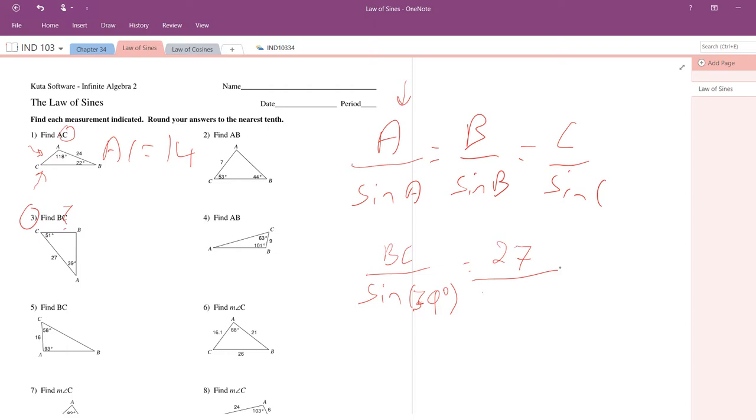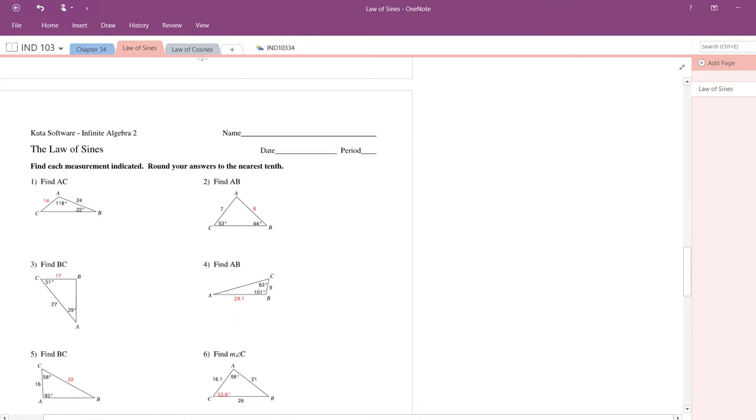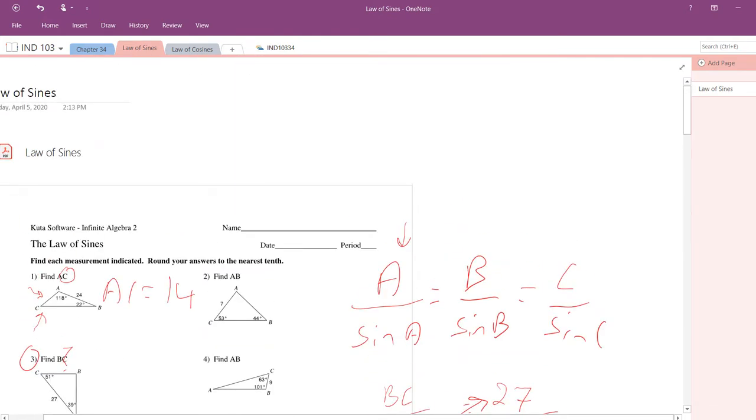Hold on, 39 and 51, that is 90. So the sine of 90. Now back to my calculator, you should do it too. Sine of 39 times 27, because remember, we're bringing it up top, divided by the sine of 90. And that's going to give me 17. Let's see what the good old answer key says. 17. There we go. Sweet.